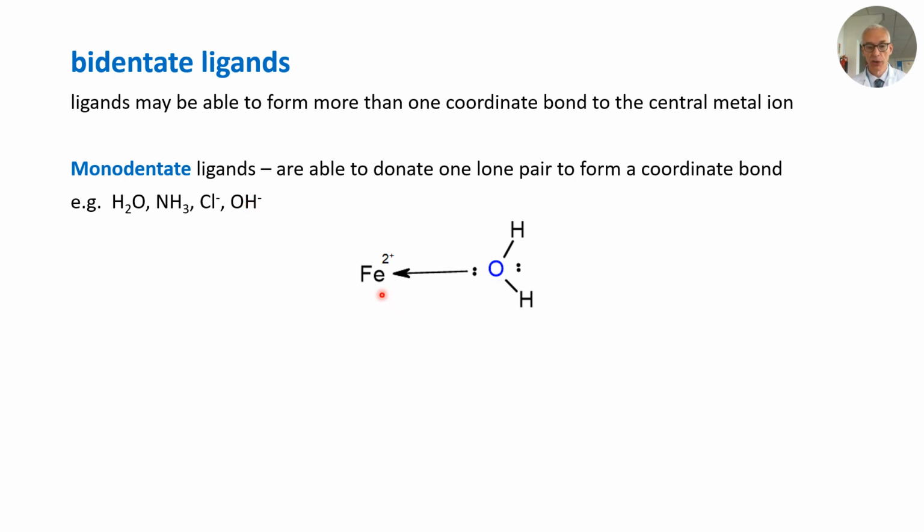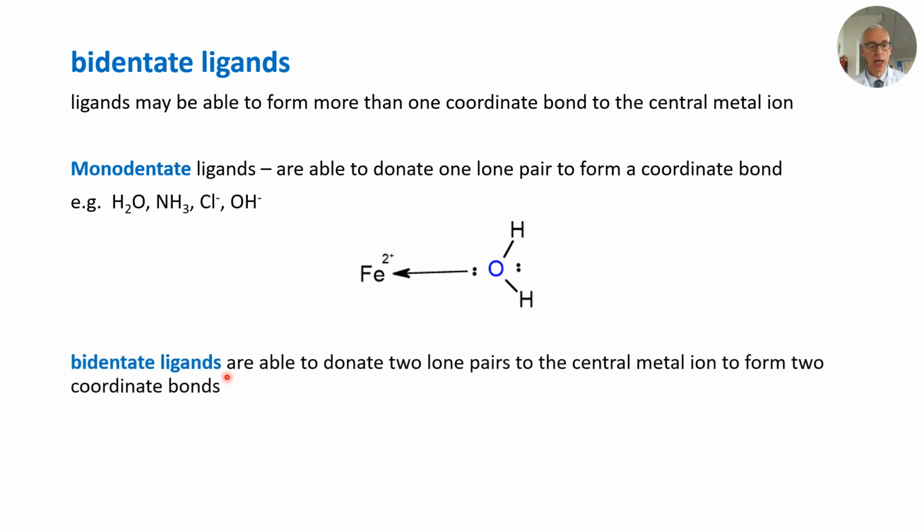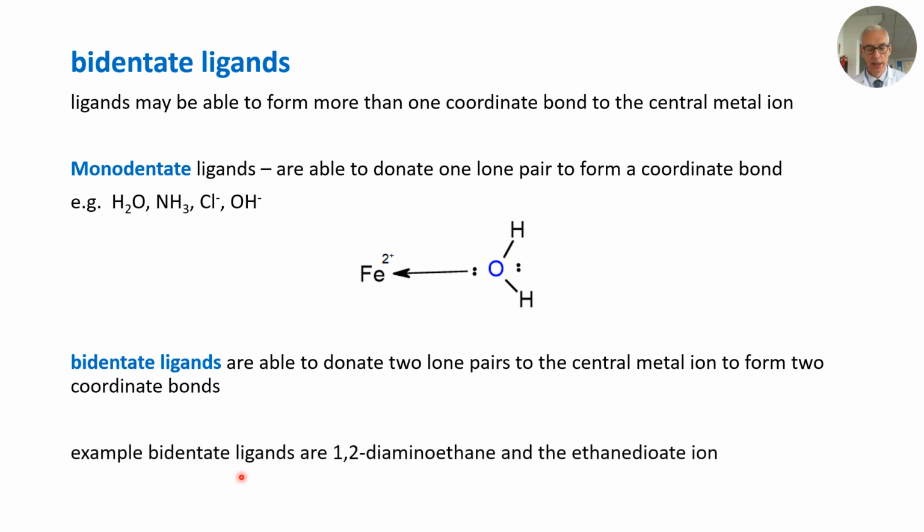Here's a model central metal ion, and here's water, with a lone pair donated. Notice that oxygen has 2 lone pairs, but only one of them is suitable to be donated to form a coordinate bond, and that is to do with orientation. On the other hand, bidentate ligands are able to donate 2 lone pairs to the central metal ion to form 2 coordinate bonds. The standard bidentate ligands at A level are 1,2-diaminoethane and the ethane dioate ion, and we'll meet those on the next slide.